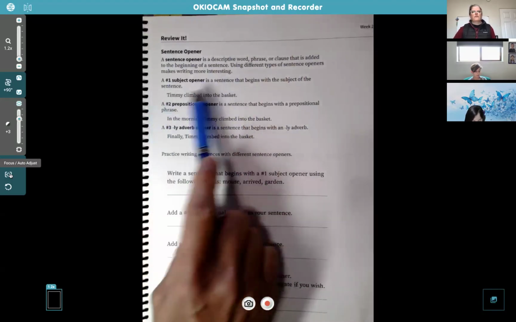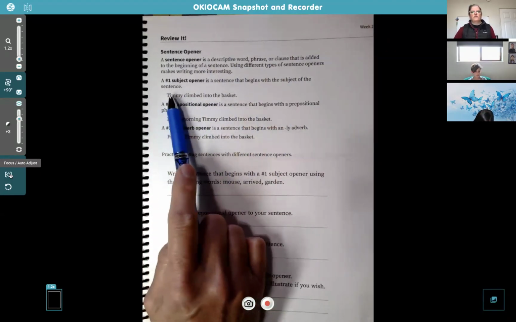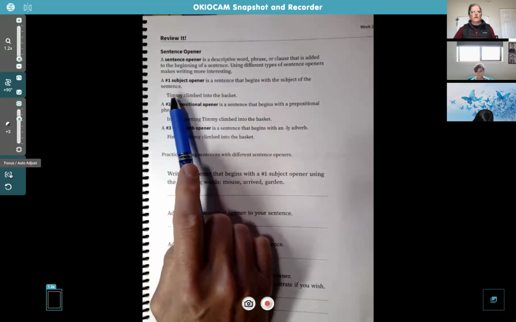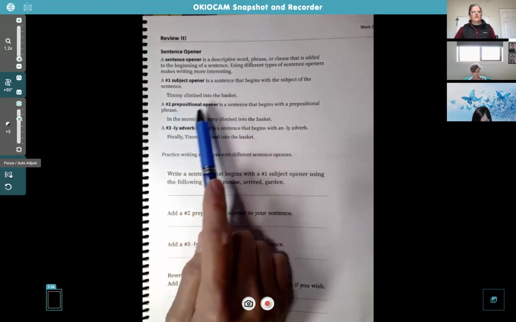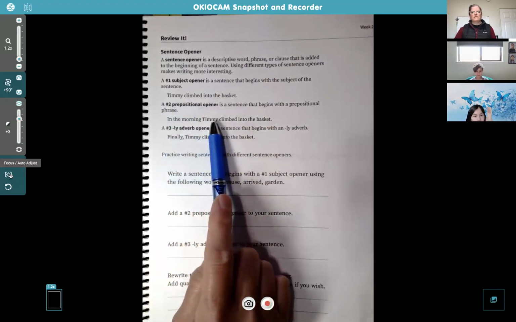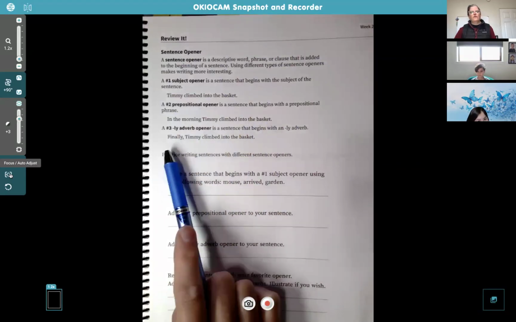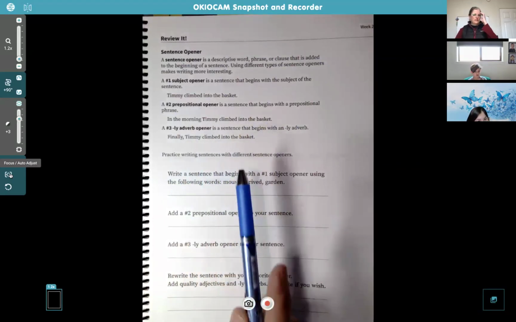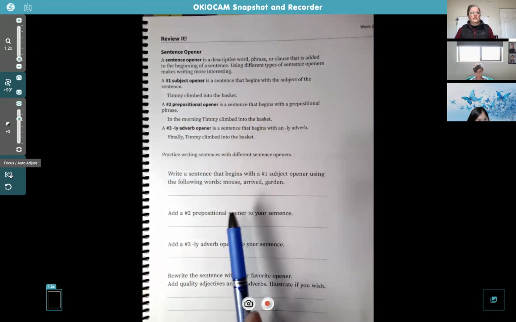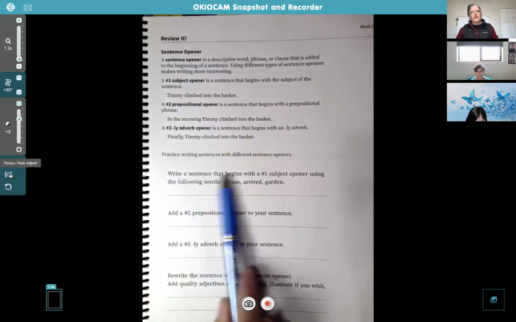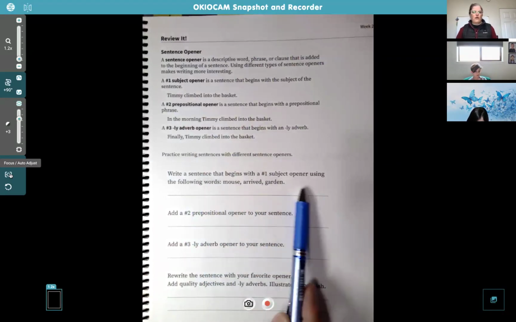So we've got three different ways to start this sentence. You have the basic one with the subject opener, Timmy climbed into the basket. Or, in the morning, Timmy climbed in the basket. Or, finally, Timmy climbed into the basket. So three different ways to start a sentence. Now we're going to look at these down here and you're going to come up with your own.